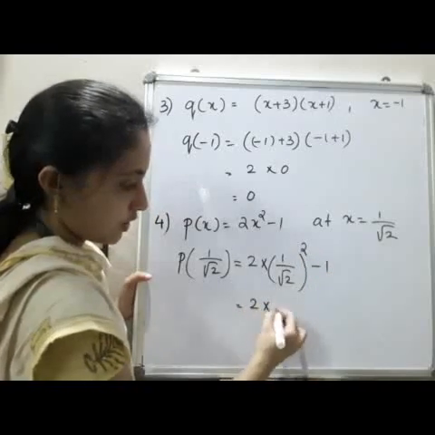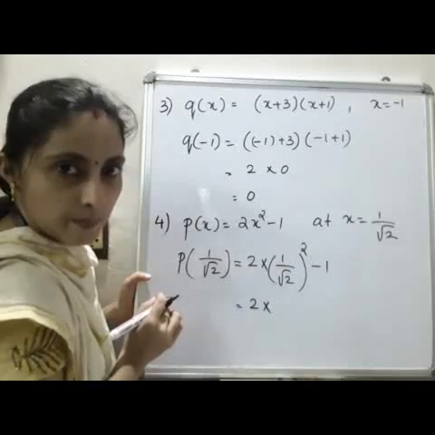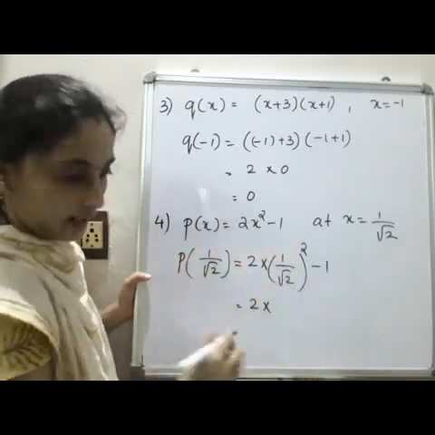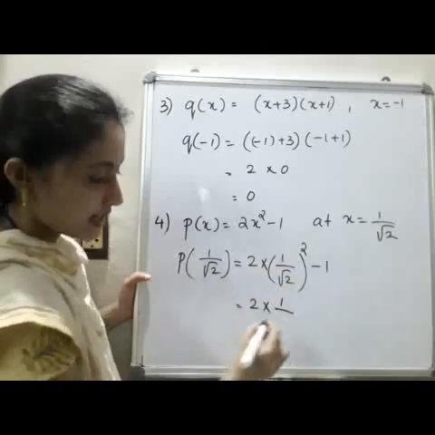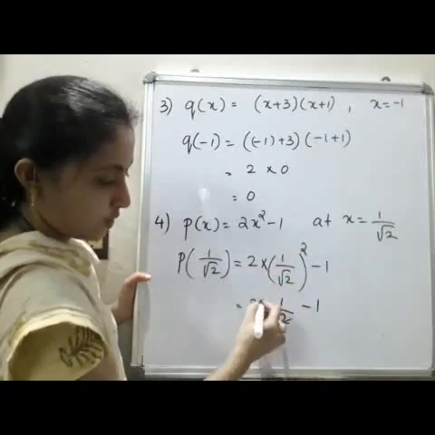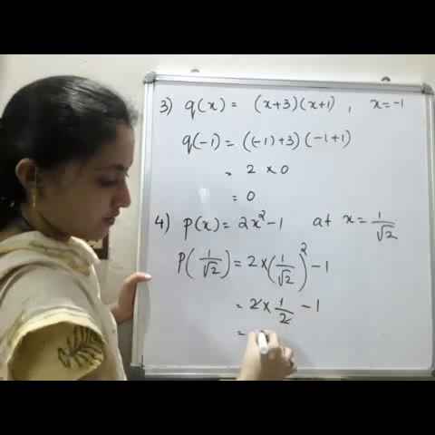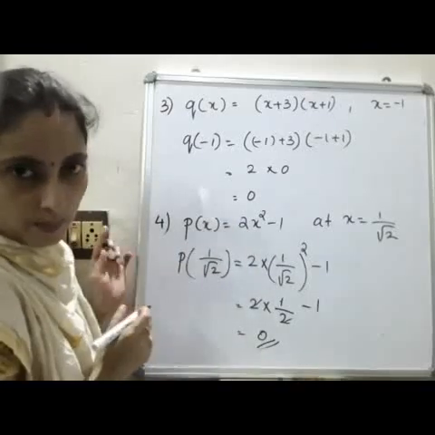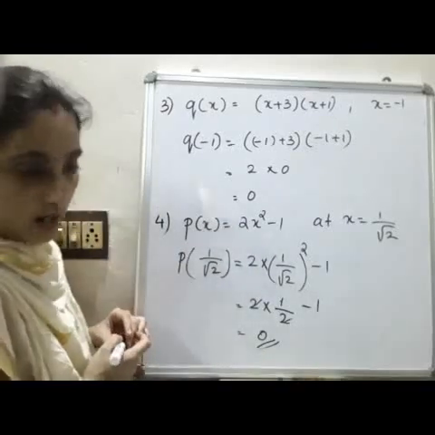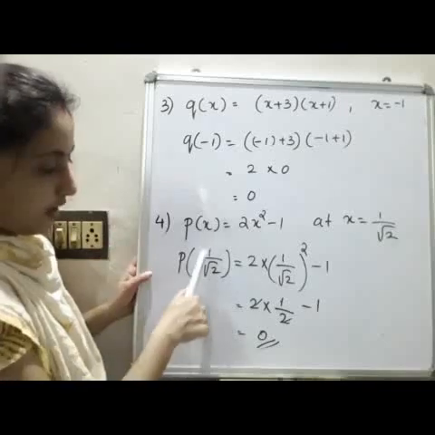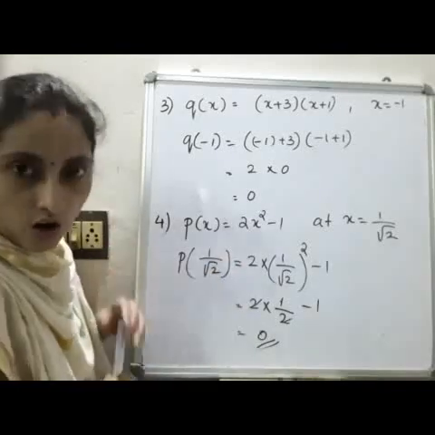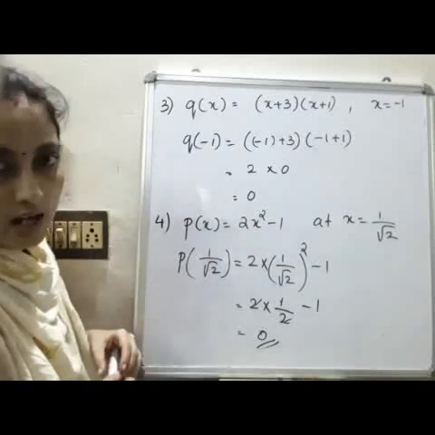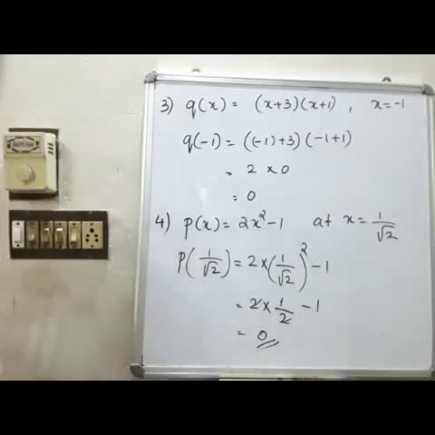That is equal to 2 into, what is 1 by root 2 the whole square? 1 square is 1, and root 2 the whole square is 2 itself, minus 1. 2 and 2 cancel. So 1 minus 1. 1 minus 1 is 0. So what can we write? 1 by root 2 is the zero of the polynomial 2x square minus 1. That you have to write. Hope you are clear on these questions. We will move to the next question.